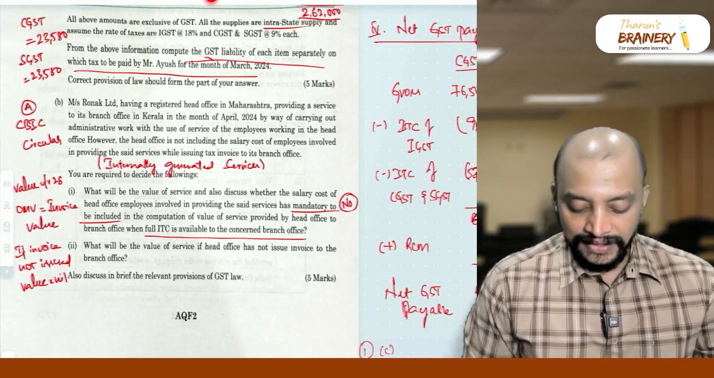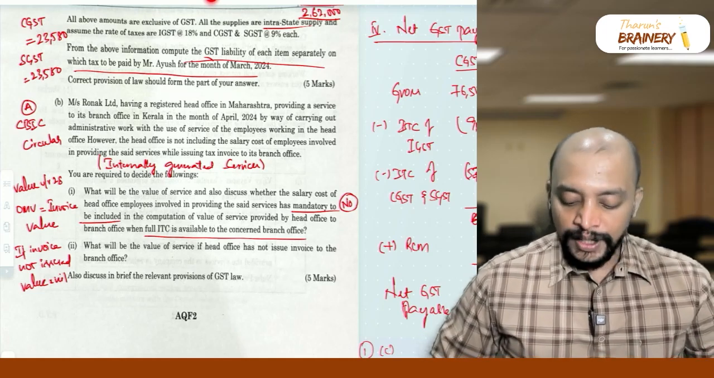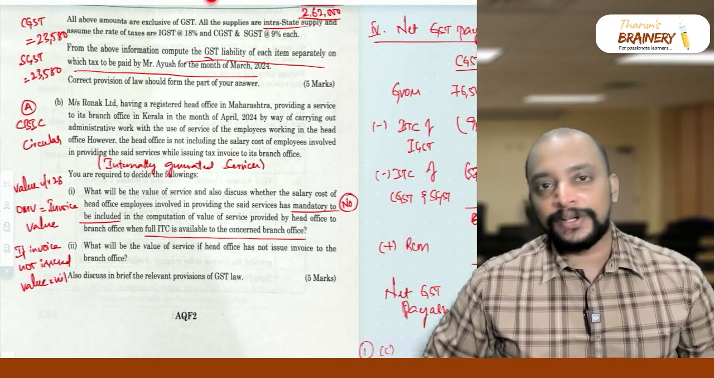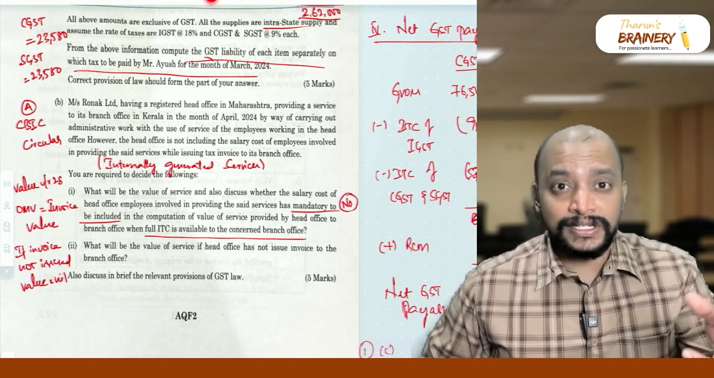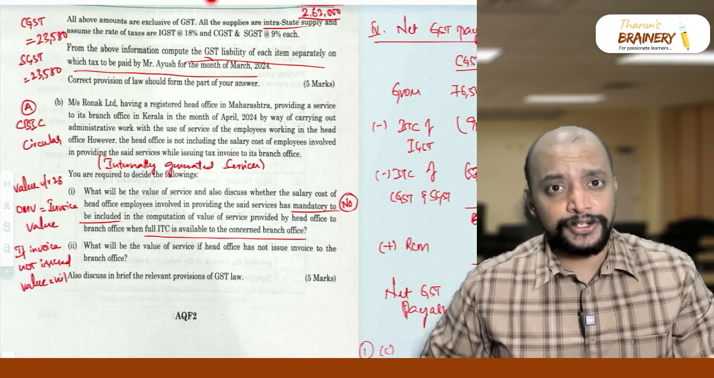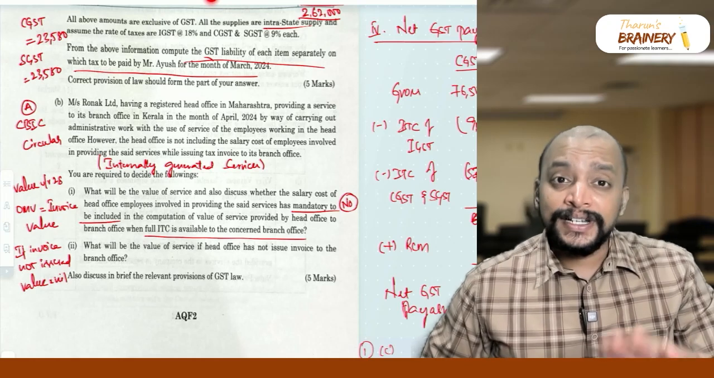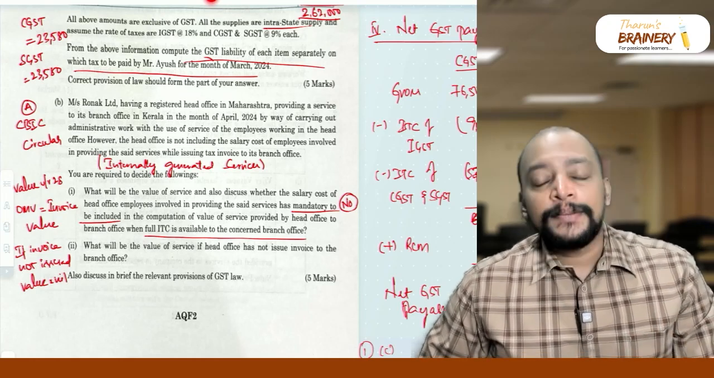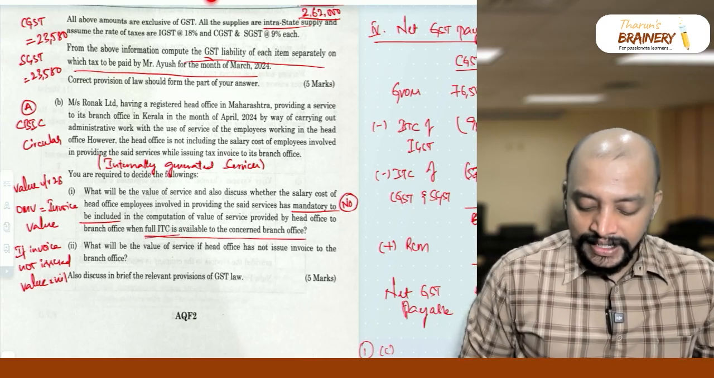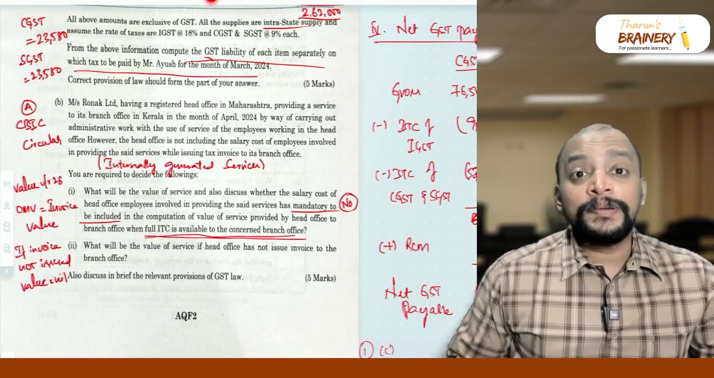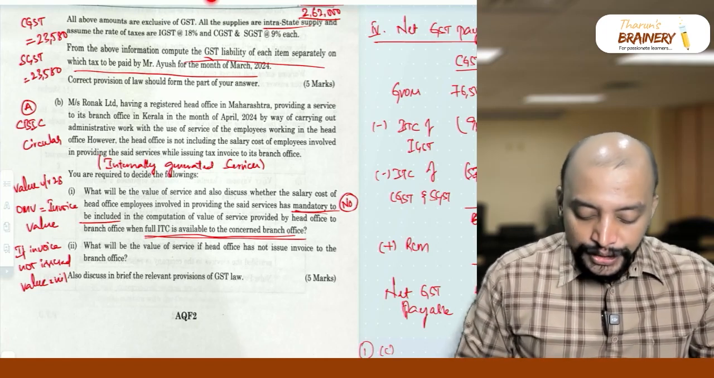So for these internally generated services, what will be the value of service, and also discuss whether the salary cost of head office involved in providing the said service has to be mandatorily included. There is no mandatory provision of including the internally generated services cost like employee cost to the branch offices. But if the invoice is raised by the head office to the branch offices, whether they included that salary cost or not, we need to see whether recipient is eligible for full ITC. It is given that recipient is eligible for full ITC, then the open market value is nothing but the invoice value that will be taken. And is it mandatory to be included?